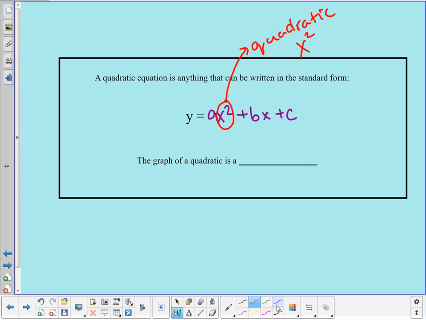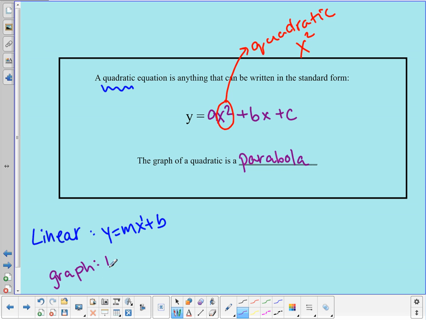So our linear equations, the equations that we've been working with for most of the year so far, were y equals mx plus b. That was x to the first power. Now that we move into x to the second power, these are called quadratic. So you're going to hear that word quadratic all throughout this Unit 5. The graph of a quadratic equation is called a parabola. So the graph of a linear equation that we were used to was a line. The graph of a quadratic is called a parabola.